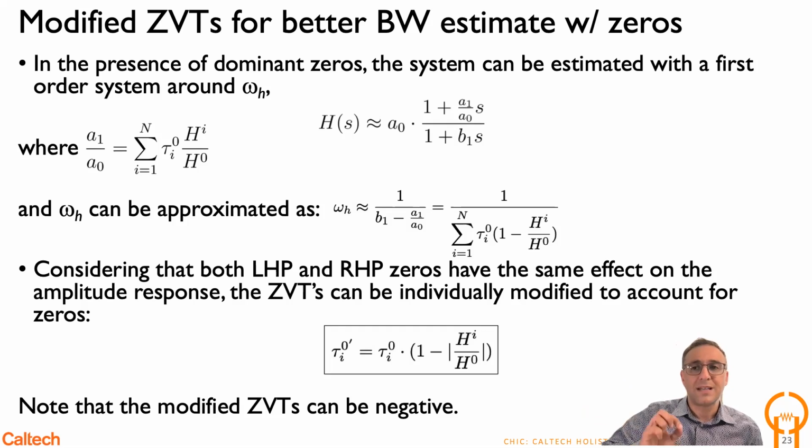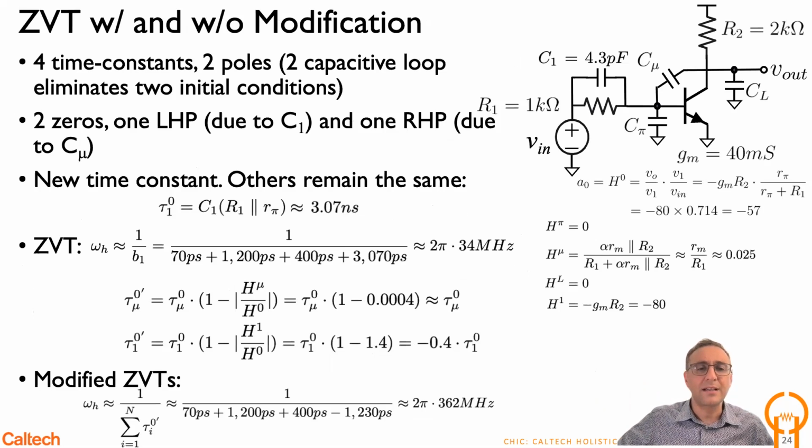What this means is that you can take your time constants and modify them. You define this modified time constant, shown here, for some of your zero value time constants, so your ZVTs get modified by this expression. You only need to modify them if there's a significant H^i, so you don't need to do it for every one. You look at the H^i values, see if any plays a significant role or is large enough, and only modify that time constant, and hopefully that will produce a more accurate result. Let's look at this and see where it takes us.